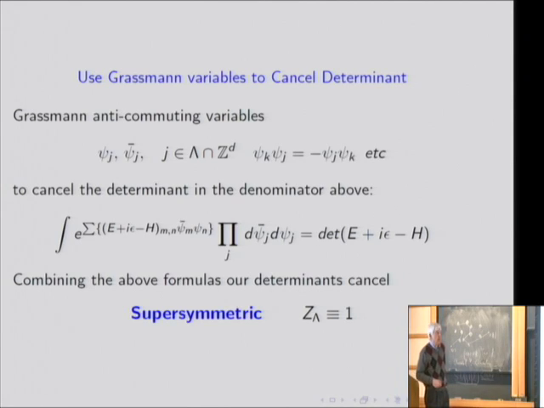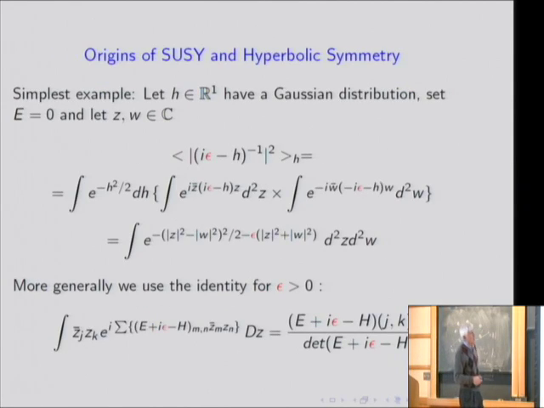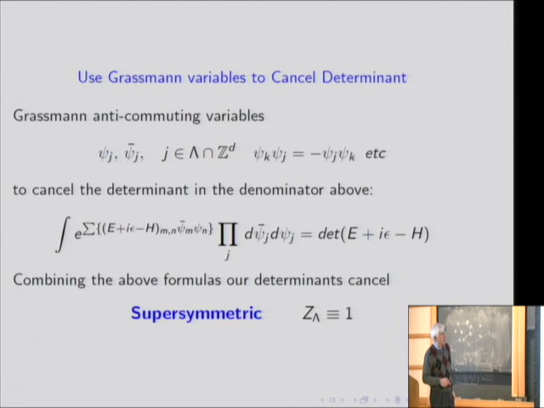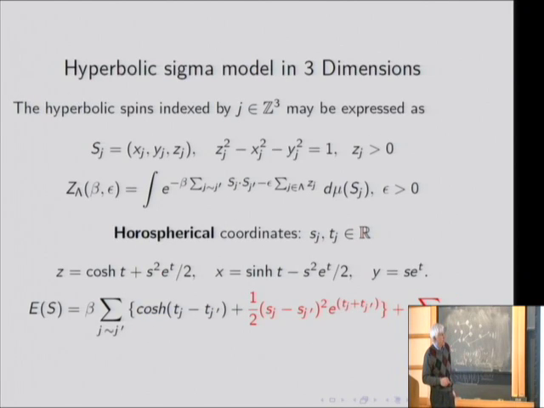Okay, so that's really how the supersymmetric systems work. You need to introduce these auxiliary variables, anti-commuting ones, to cancel the denominator. Now I see I'm running out of time, so let me just go right to our main theorem.